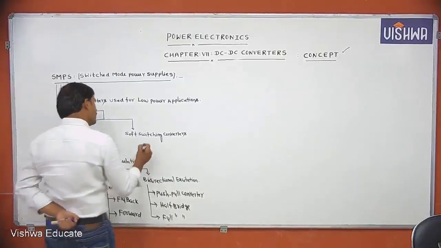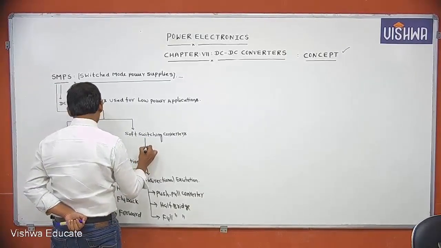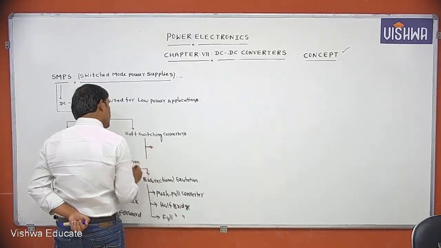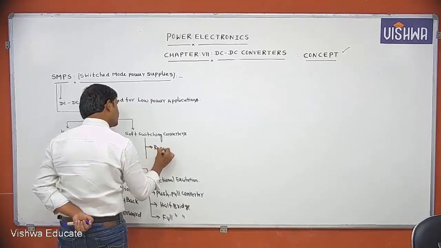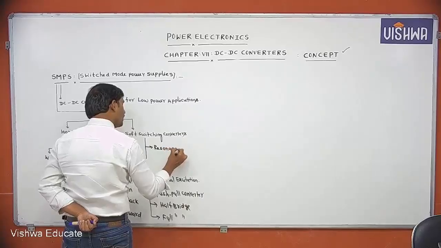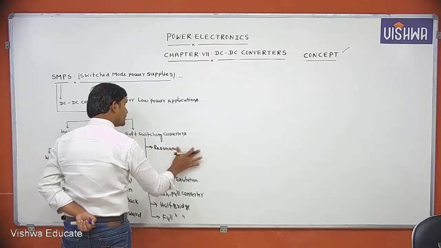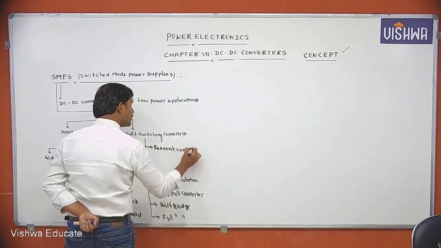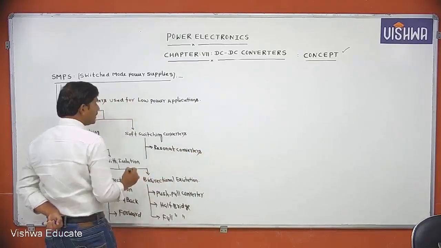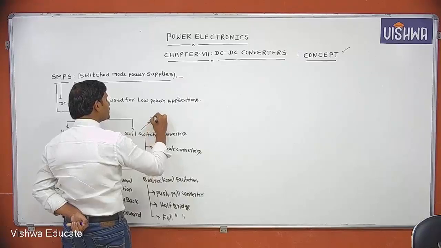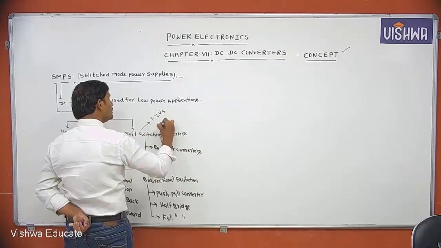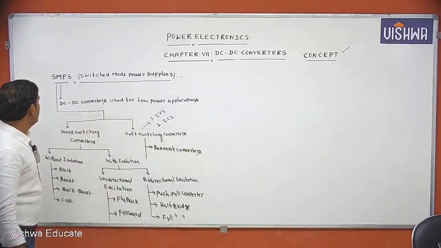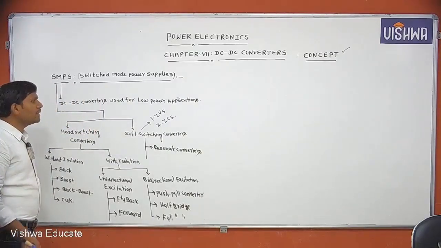The examples of soft switching converters: that is, soft switching is the resonant converter. Resonant converters are soft switching. In soft switching, again, two types of switching are there: ZVS and ZCS, that is, zero voltage switching and zero current switching. These are the different types of SMPS circuits we are using.